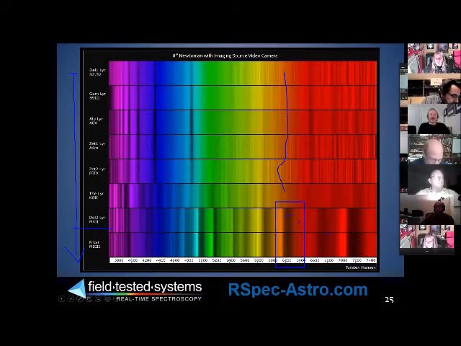The other feature I wanted to show you here is that line down around 4800. That's in the blue, right? So that's our hydrogen beta line. Notice that it's much more prominent there. It's darker than there or there. This is on a type A star. Why would that be? Well, again, it's temperature dependent.